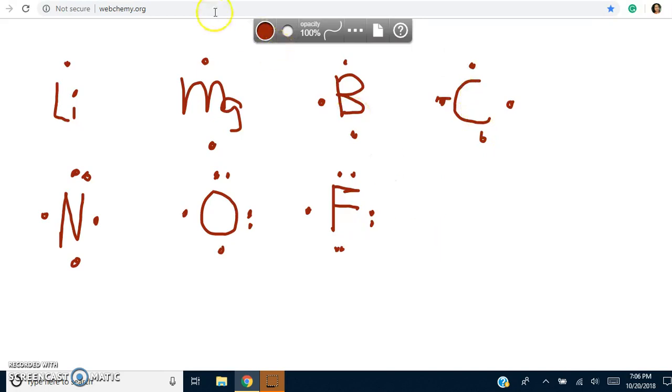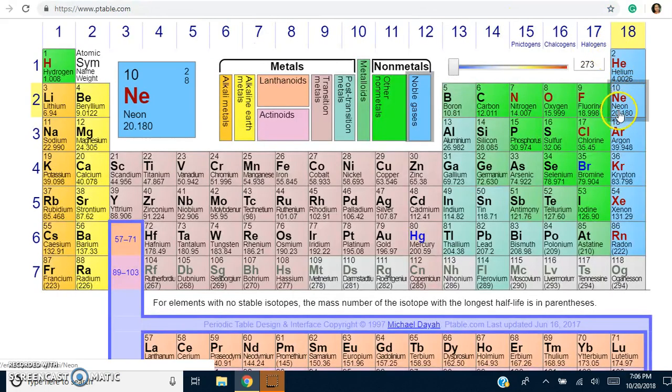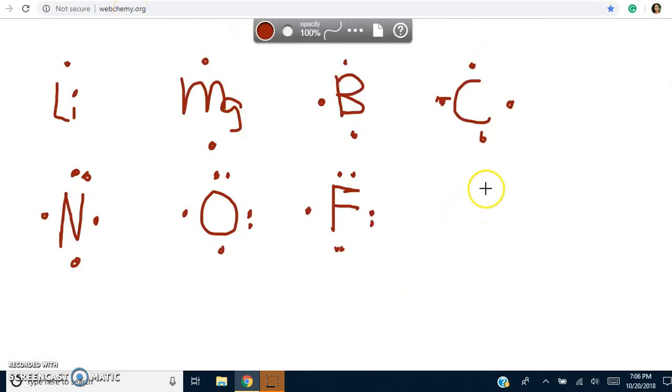The next one is neon. Neon is in group 8A, so it should have 8 valence electrons, which is a noble gas. Neon is a noble gas. It has an octet already. It has 8 valence electrons, so it's very stable. So there's 1, 2, 3, 4, 5, 6, 7, and 8.